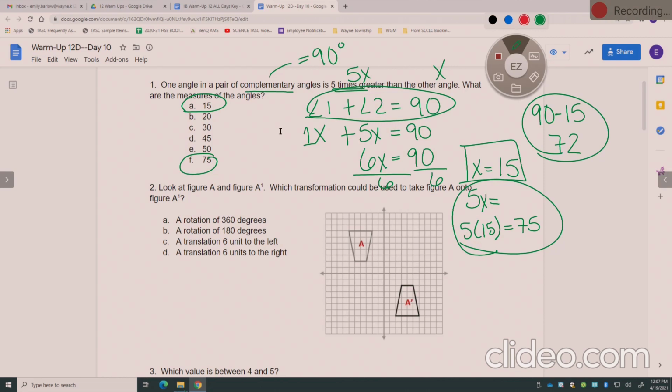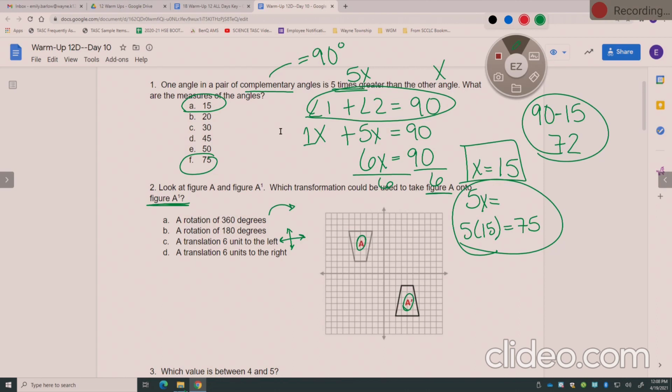Number 2 is looking at a transformation. Remember, we always want to look at where we are starting, in this case, figure A, and where we are finishing, figure A1. So what does it take to get this shape to be this shape? So we have some rotations, which are turns. We have translations, which are moving left or right or up or down. Well, we want to look at our lines and at our angles.